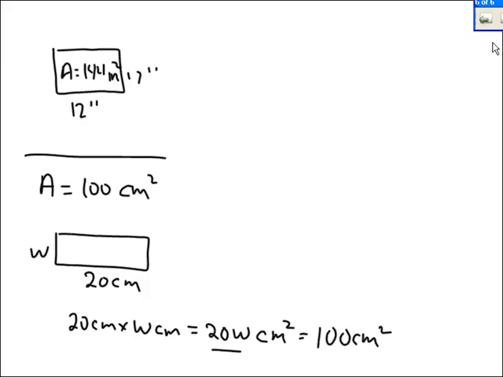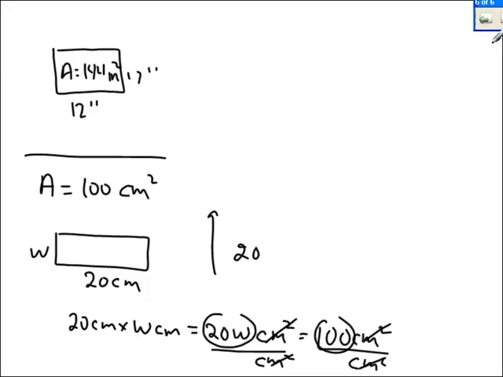The first thing I would do, believe it or not, is I would divide both sides by square centimeters. So now I have 20W is 100. Let me write that up, please. 20W is equal to 100. Then I would say to myself, 20 times what is 100? The answer is 5. 20, 40, 60, 80, 100. 20 times 5 is 100. So W is 5 centimeters.